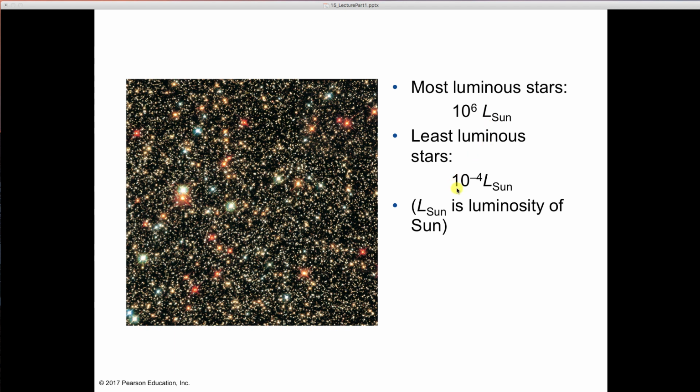And you could have stars that are very dim, that have a very low luminosity, 10 to the minus 4, or 1/10,000th as luminous as the Sun. So fairly dim stars as well, and there's a lot of those. There's actually a lot more very dim stars than there are very bright stars. And as we'll see, these very, very bright stars don't live as long as the very dim stars. And so you see a lot more very dim stars out there because they live longer. They don't die as quickly.